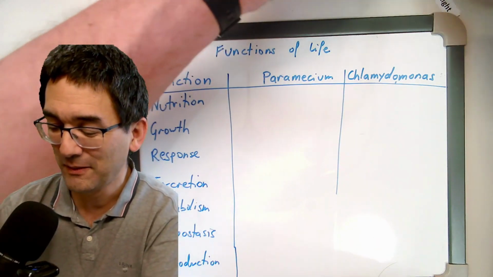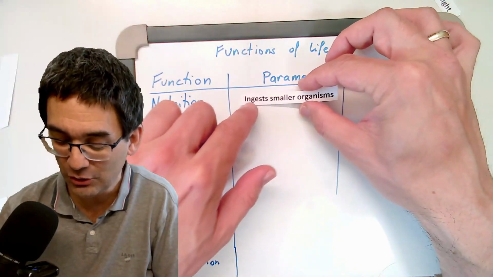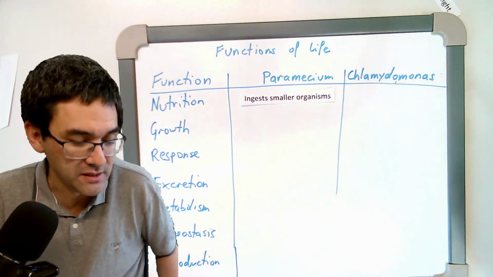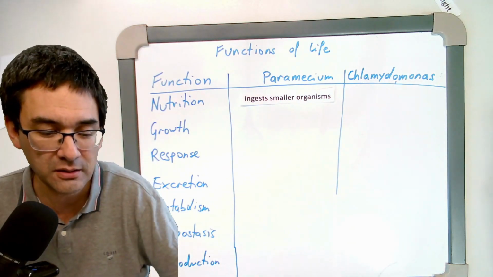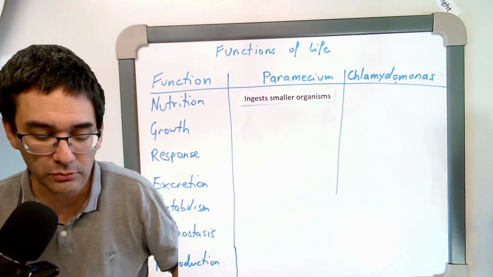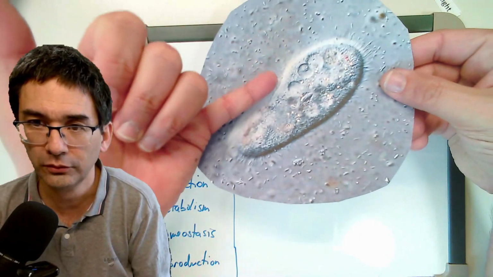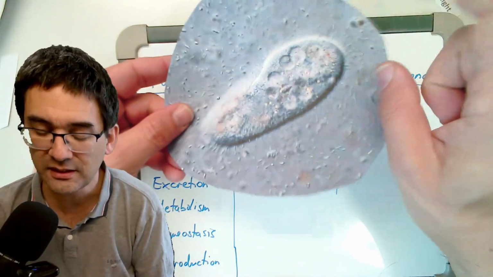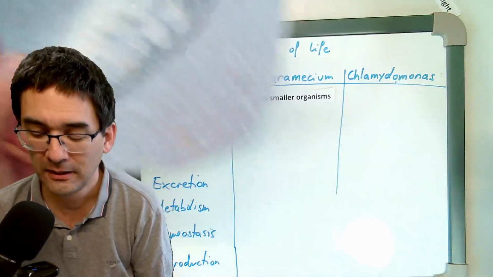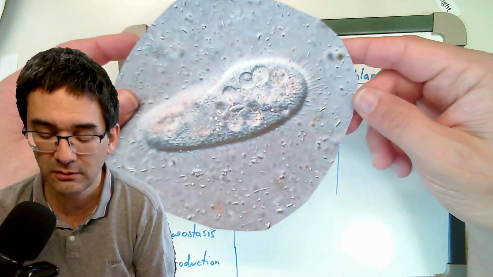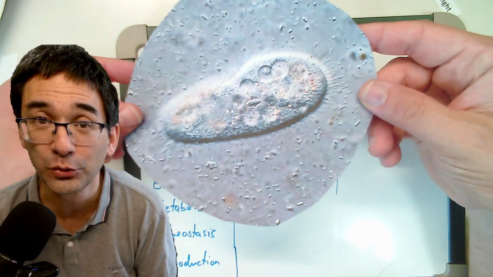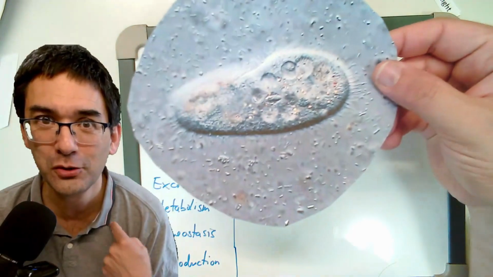Here it is. Paramecium feeds by ingesting smaller organisms. Ingesting means it eats it. It sucks it up and eats it. That's what I already talked about, the oral groove that you have here. It will suck it up and then it's digested inside. This is how Paramecium feeds, and it's a heterotroph. It means it has to feed on organic food, just like we humans. We also have to eat food.